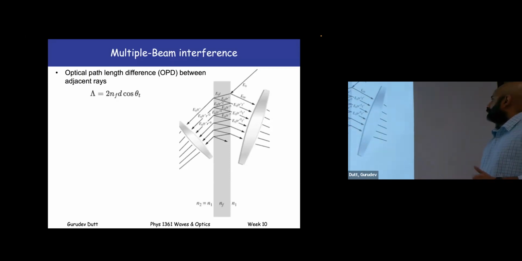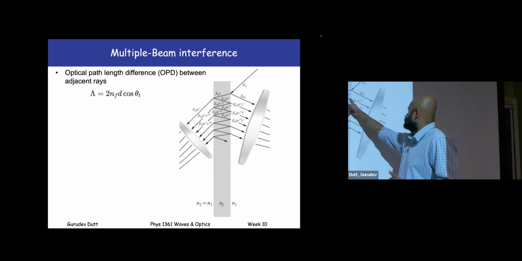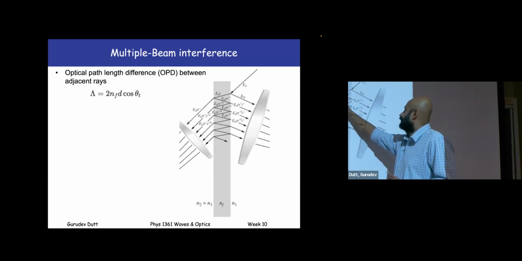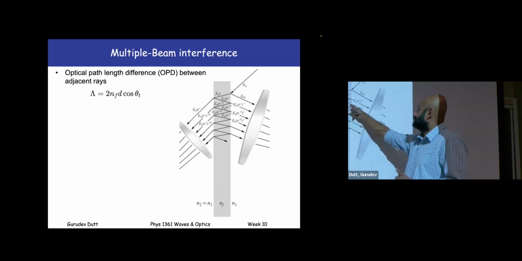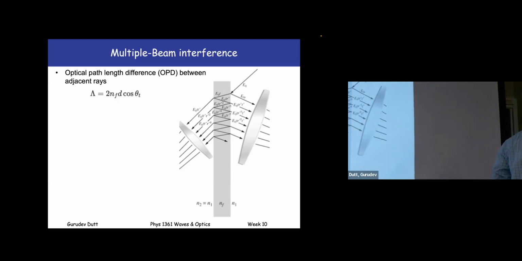And then similarly, the next one is undergoing another bounce here. So this becomes E naught times T times R prime squared, because this is the second R prime. And then because it undergoes yet another reflection, that becomes R prime cubed. So R prime effectively tracks the number of bounces inside the film.